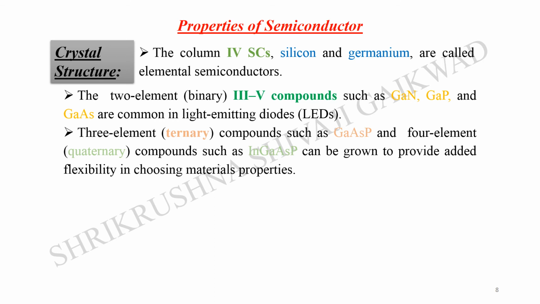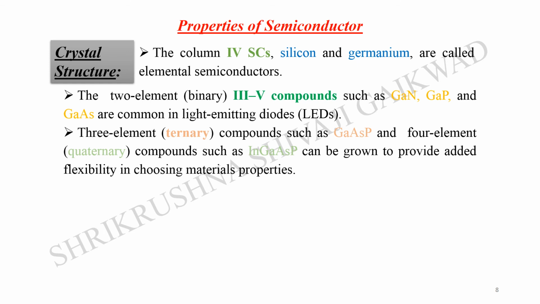We can choose a combination of materials such that it completes its octet and can act as a semiconducting material. So the primary condition is that it should complete its octet, as well as show semiconducting properties. Three element compounds such as gallium arsenic phosphide, and 4 element compounds, that is quaternary compounds, such as indium gallium arsenide phosphide, can be grown to provide added flexibility.